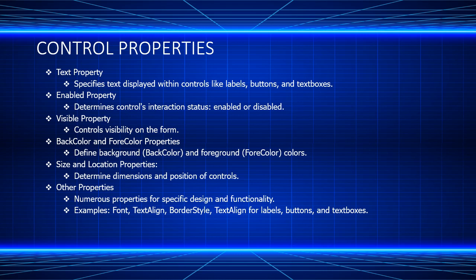These properties regulate the background color, backcolor, and foreground color, forecolor, of controls. Customizing these properties enhances visual appeal and ensures text readability within controls. Size and location properties. Size and location properties determine the dimensions and position of controls on the form. Developers can precisely specify width, height, and coordinates to achieve meticulous layout and alignment.